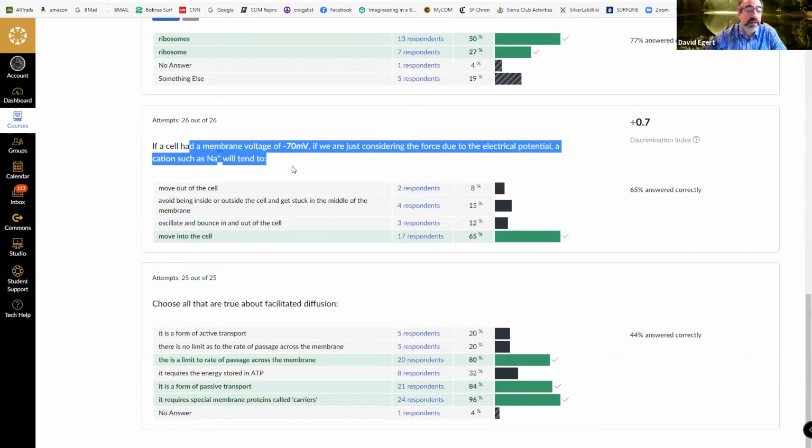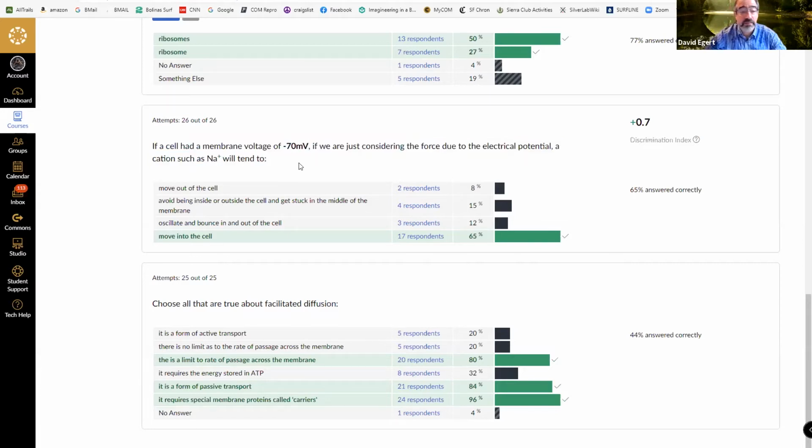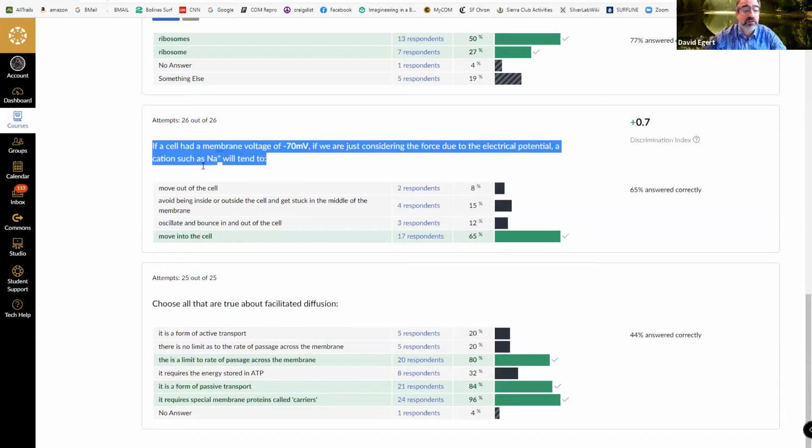If a cell had a membrane voltage of minus 70 millivolts, so remember the voltage is the inside compared to the outside. If we are considering just the force due to electrical potential, a cation such as sodium will want to move in or out of the cell if it's minus 70 millivolts inside the cell compared to the outside? Into. Going to want to move in. Remember, because opposites attract. If you're a cation, you want to move towards the more negative. If you were an anion, a chloride for instance, that would want to move out to where it's more positive outside the cell.